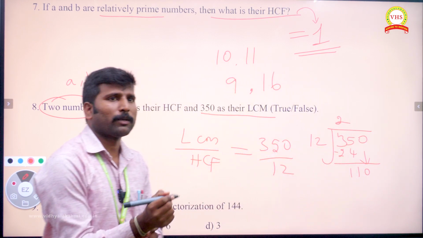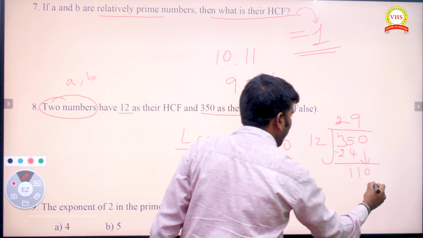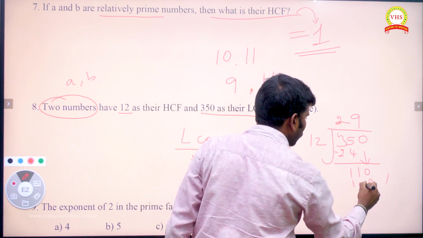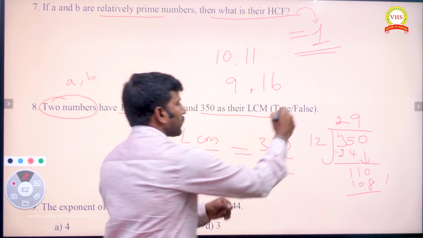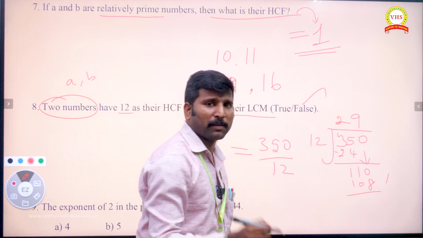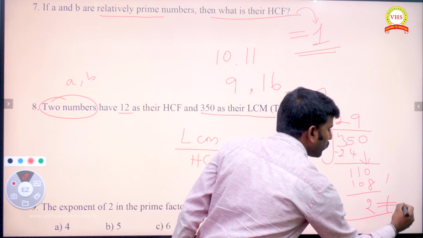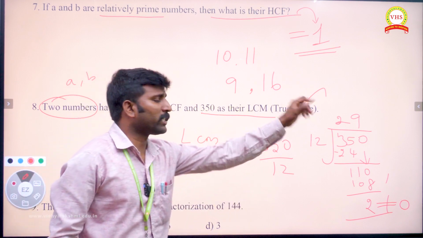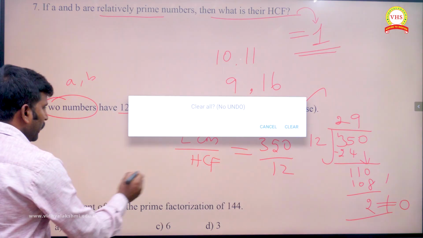Instead of going to 9, we'll check. 9 2s are 18, it's not coming. 9 1s are 9, 9 plus 1 is 10, it's not coming. So we have to say it's false. The remainder I'm not getting 0. What am I getting here? 2, which is not equal to 0. So we have to say the statement is false. Understand? Right. We'll go to the next question.